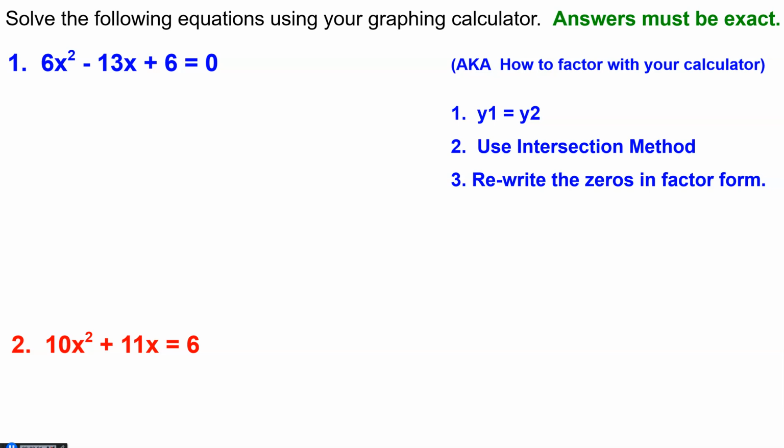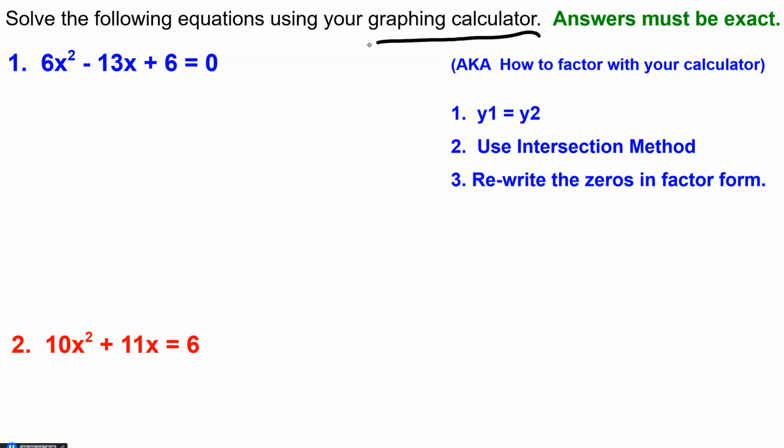So we're not factoring, which is what you did in Algebra 2. So this number one, if you were in Algebra 2, you would have done A times C, split the B, GCF, GCF, GCF. So that's where A is not equal to 1. Or you could have done the quadratic formula, which we're not doing on this either. But we're going to solve these, and be really careful you're following directions, using your graphing calculator. Answers must be exact. Okay?